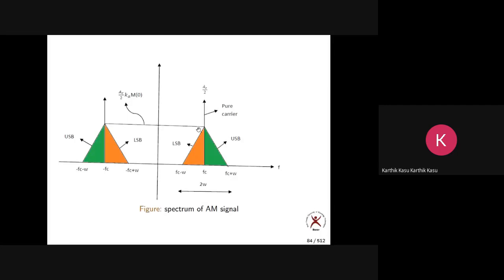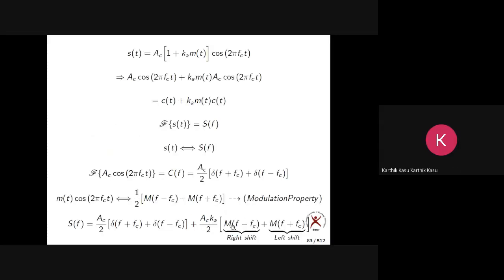This is M of F minus FC. Clear? Yes, sir. This is M of F minus FC, and this is M of F plus FC. So M of F minus FC and M of F plus FC, and these two are multiplied with what? AC into Ka by 2. Correct?